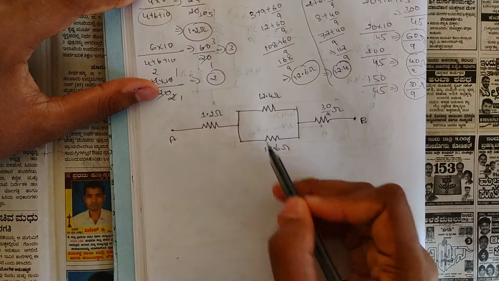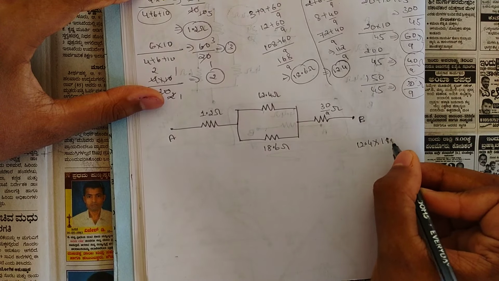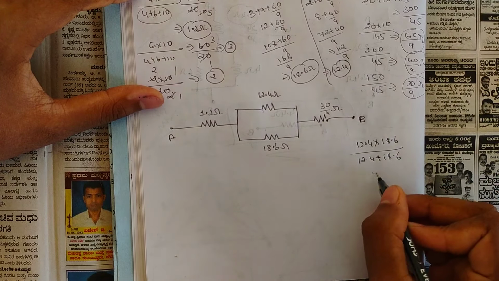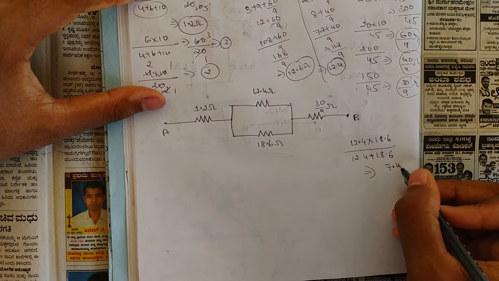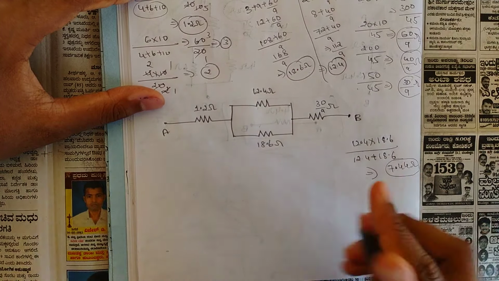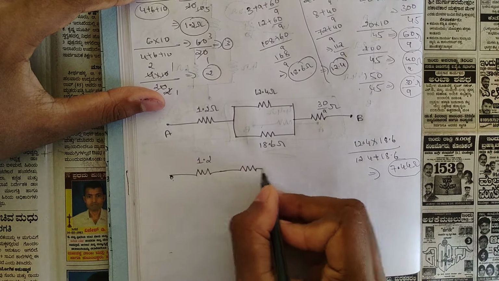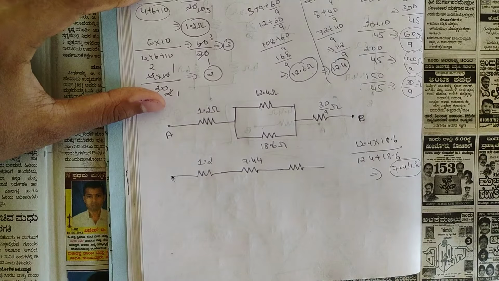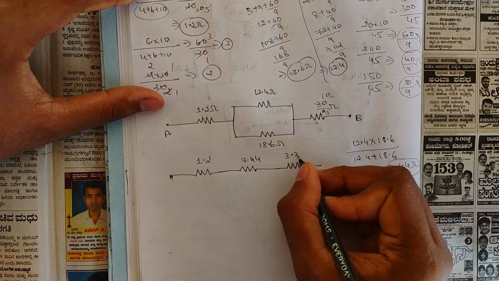So now we have reduced this. Now these two are in parallel. Do the parallel connection, that is 12.4 into 18.6 divided by 12.4 plus 18.6. Put this in the calculator and check for the value. The estimated value which I have got is 7.44 ohms. You can check it later in the calculator. So here we will be getting 1.2, this is 7.44, and this is 30 by 9, that is 10 by 3. 10 by 3 is around 3.33 ohms, right?